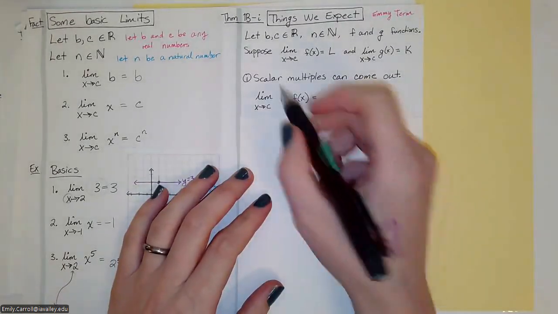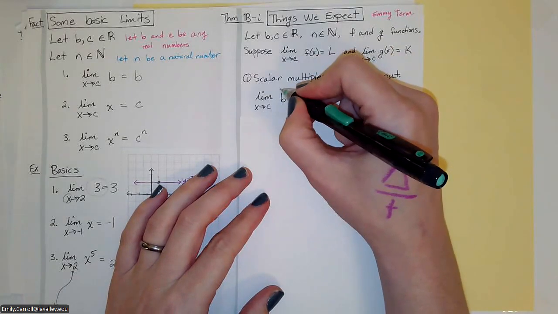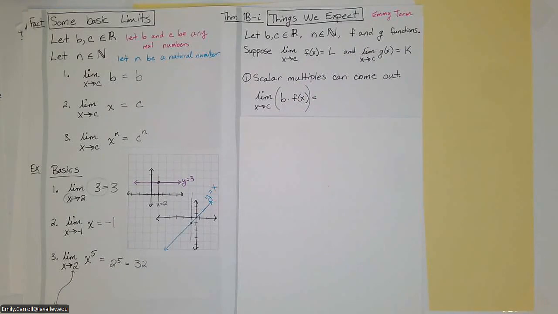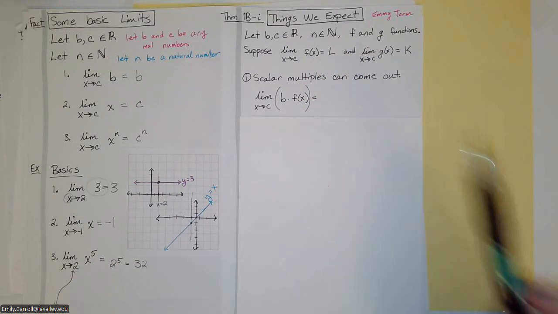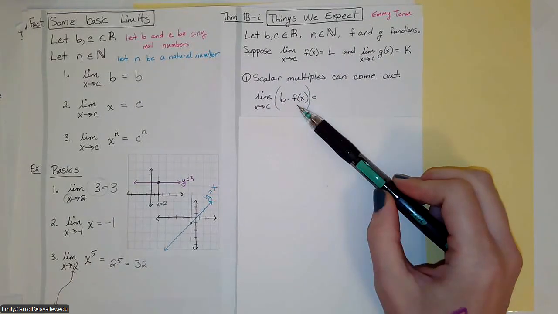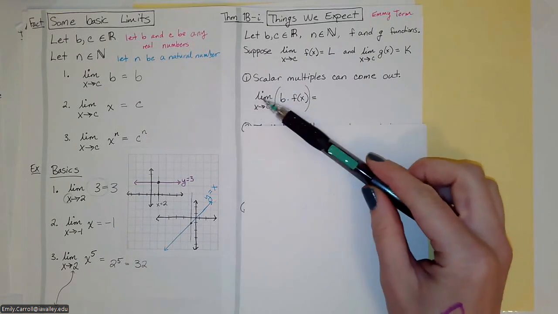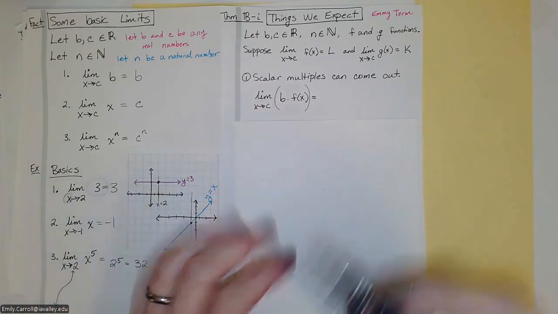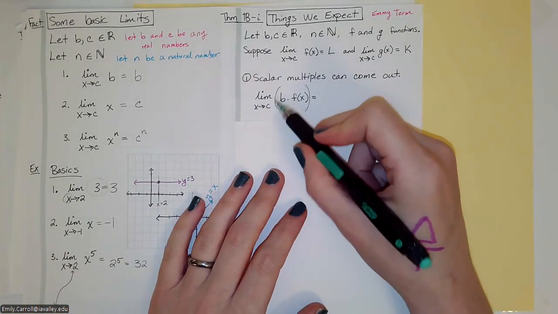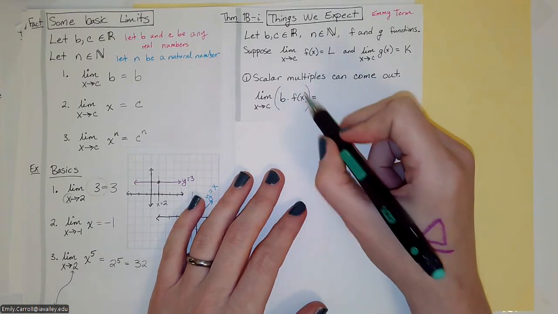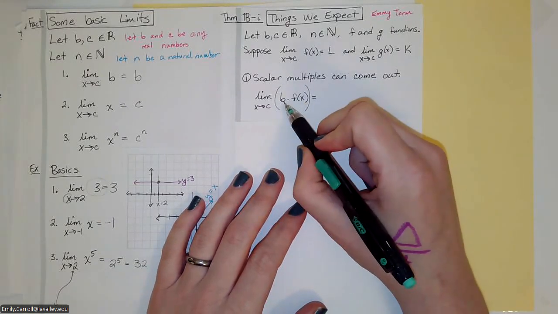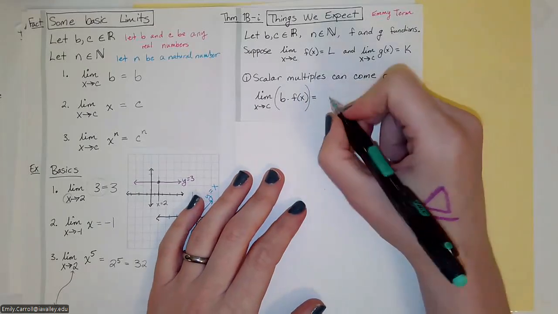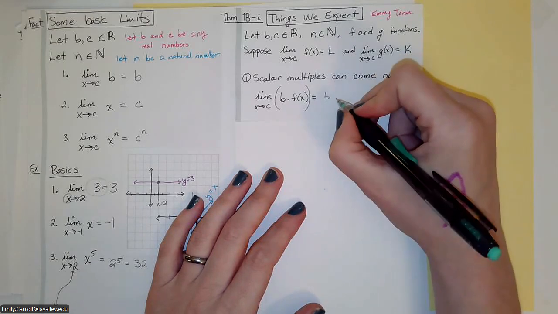So there's kind of some implicit invisible parentheses around this, or a bracket, if you like. The B and the F in this way are kind of on the inside of this limit operator. When I say scalars can come out, I mean that when this scalar, this number B, is multiplying the function F, as long as it's multiplying the whole thing, the entire function, it can come on the outside of the limit operator.